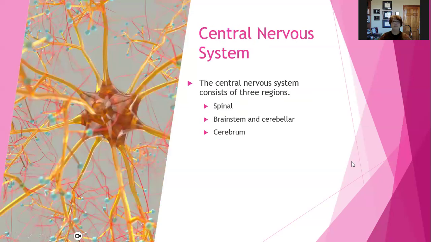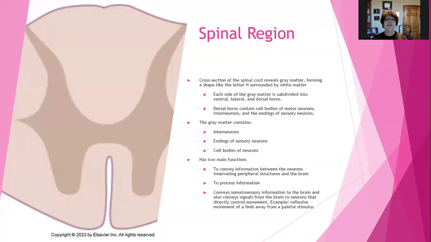The central nervous system consists of three regions: spinal, brainstem and cerebellar, and the cerebrum. We're going to talk about the cerebrum first, after we talk about the general cellular structures and everything. The spinal region, so if you take a cross section of the spinal cord, it has gray matter in the middle that sort of forms like the shape of an H, surrounded by white matter.